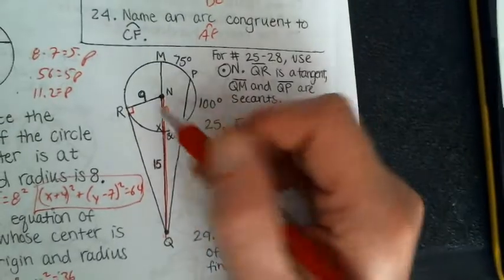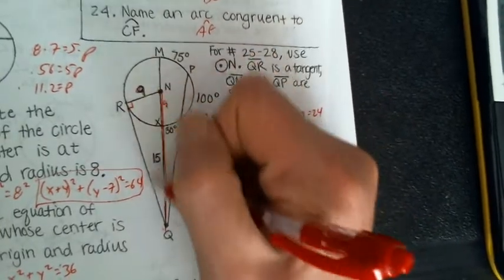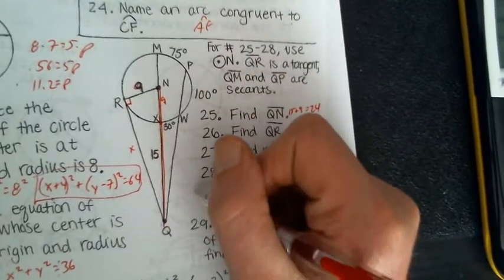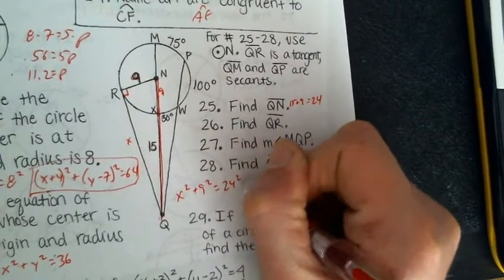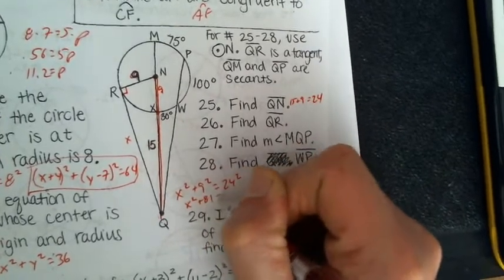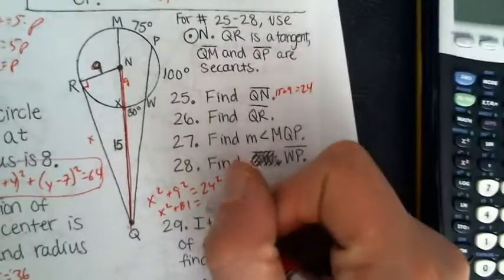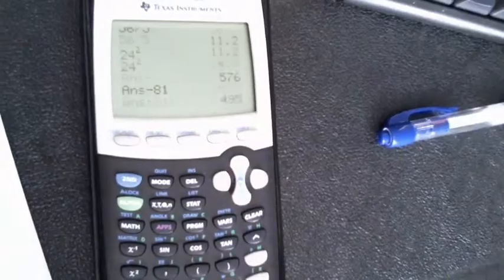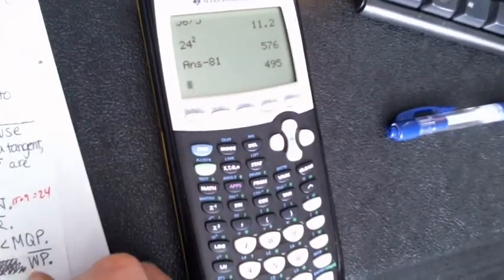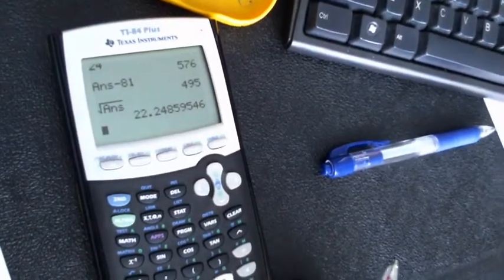QR. Well, if we know this is 9, we know this was 24. This is the hypotenuse of this triangle. So QR we'll call x. We have x squared plus 9 squared equals 24 squared. X squared plus 81 equals 576. Subtract 81 from both sides. X squared equals 495. Take the square root. 22.25.